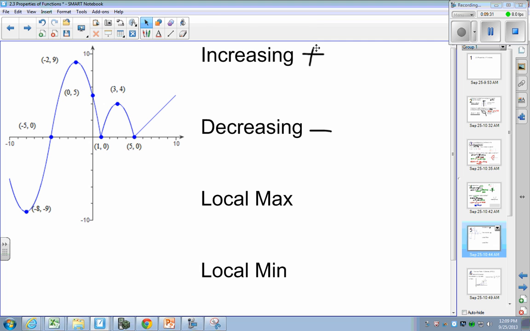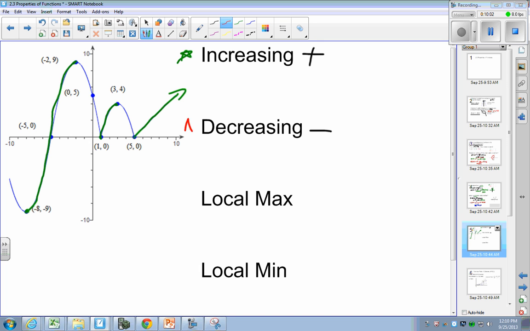So where is our function increasing? So a function has a positive slope all the way up to here, all the way up to negative 2 comma 9. But after that, it starts to go down. And so we'll have a positive slope again here, and another positive slope right here, all the way out to infinity.